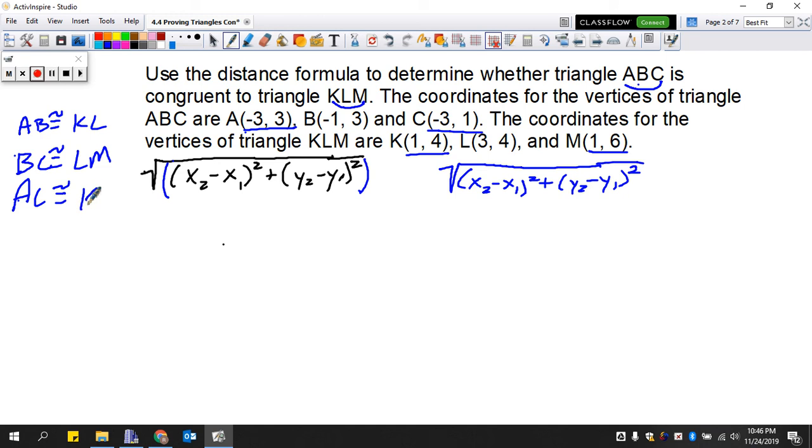So all this work has gone into basically just showing that all three sides are congruent. So now we can say triangle ABC is congruent to KLM by side, side, side. Okay? That's all that amounts to right there. All right?